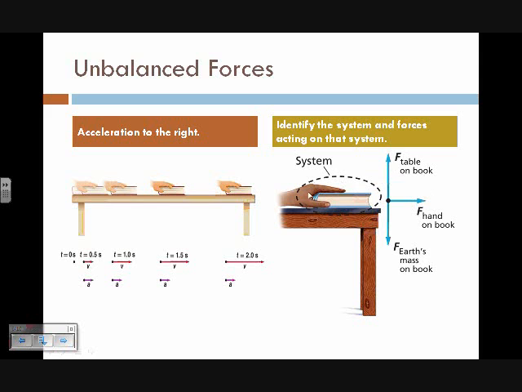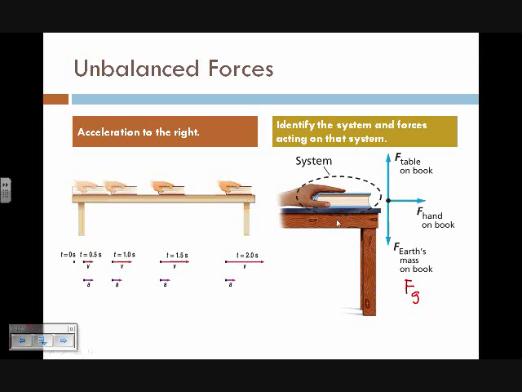So we've got the book acting as our system, and then we've got a force from the table on the book and a force from Earth acting on the book. This is basically the force of gravity. Sometimes you'll see this shown as F little g, force of gravity. We actually have these two forces equaling each other, and it makes sense because gravity is pushing down on this book, but for this book to have zero acceleration, to stay still, the table has to push up with the same amount of force against gravity.